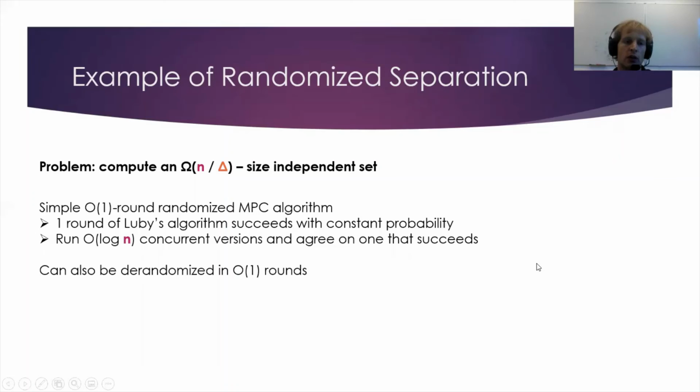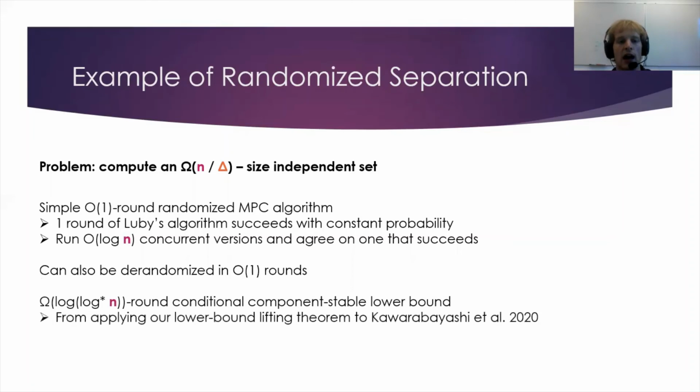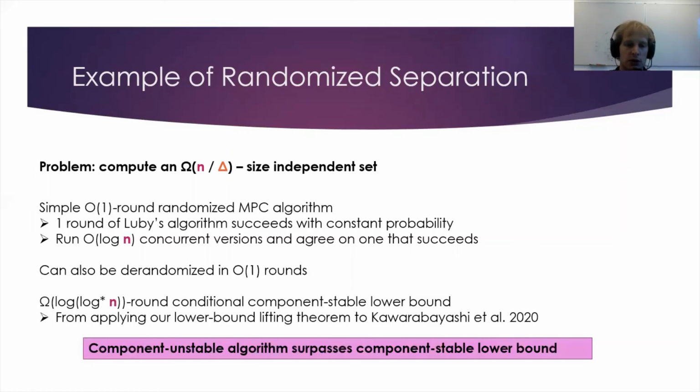But we can also apply our framework to a recent result and get a conditional lower bound for component stable algorithms on the same problem of log star n. Okay, it's pretty low, but it's not constant. So we can show using this recent result of Kawarabayashi et al. that component stable algorithms can't do better than log star n, but a simple component unstable algorithm, even deterministic, can get constant rounds. So the upshot is that component stability is a restriction on randomized algorithms.